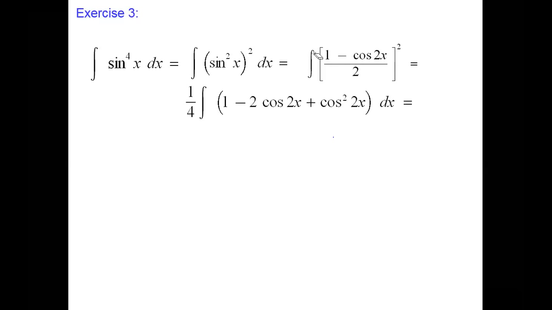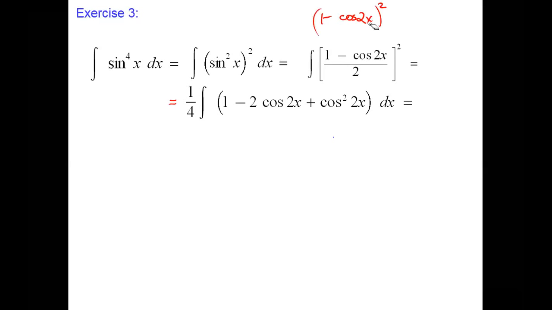Let's see this one. We remember what I did on the second slide? Because we have squares, the even powers, for the sine squared of x I'm going to place the half angle formula: 1 minus cosine of 2x over 2. However, I still have an additional square. 2 squared is 4, so I will place 1/4 in front of the integral. And now I have to square this.